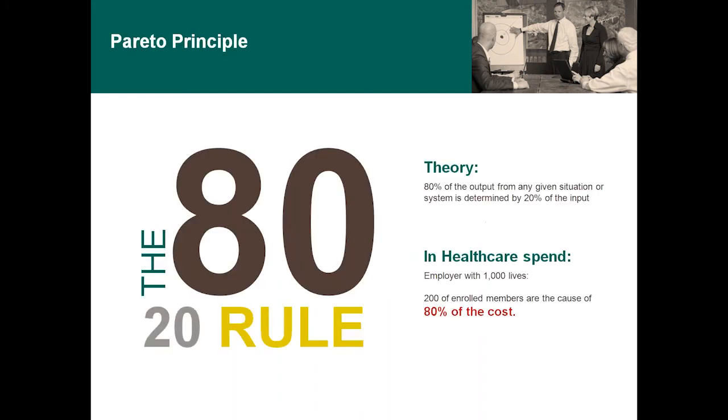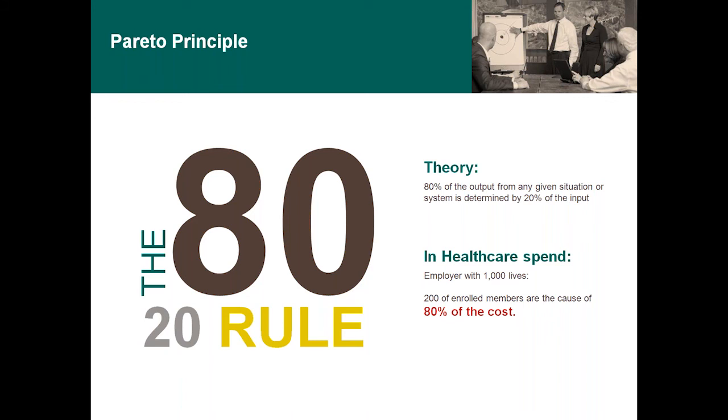In order to set the stage for that, the first thing I want to talk about is the Pareto principle, otherwise known as the 80-20 rule. I'm sure everybody on the call has heard this many times in some form or fashion, so it's no surprise that 80% of any employer's healthcare cost is driven by 20% of the population. Just a quick example: if there are 1,000 lives, 1,000 members on a plan, 200 of them are driving 80% of the cost.